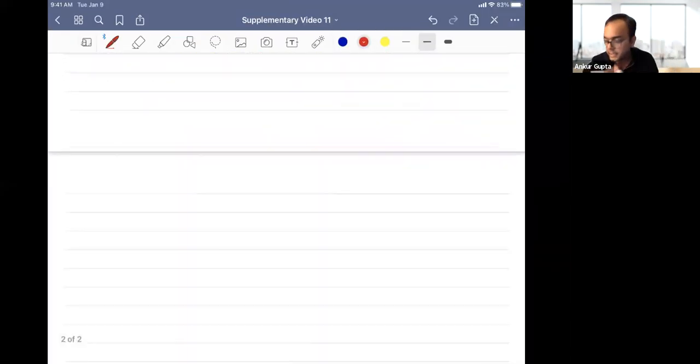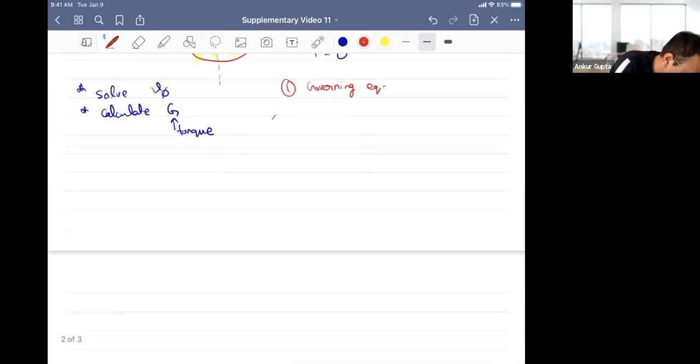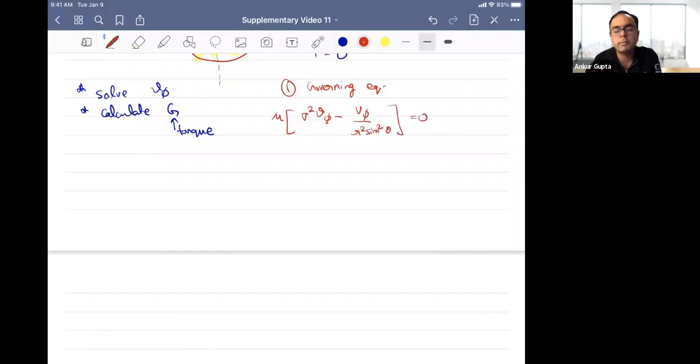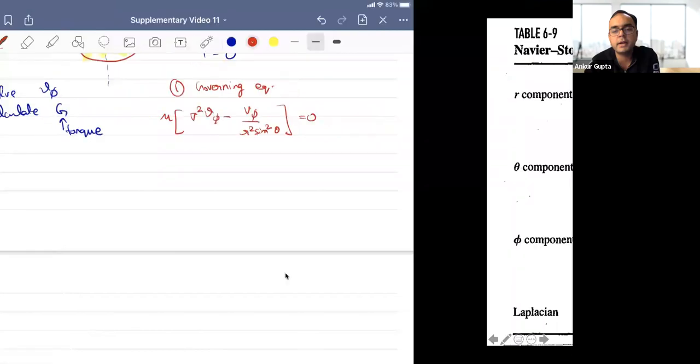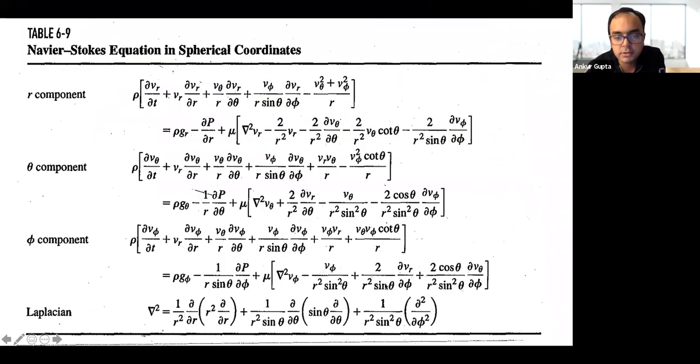I hope you will actually take time out to really go through the equations. So the equation becomes this. So my equation is mu del square v phi minus v phi by r square sine square theta equal to 0. Let me again go back to the table to show you this. V del square v phi and v phi r square sine square theta, these two terms don't matter because v r is 0, v theta is 0, and the other two terms do not matter because of gravity and pressure.